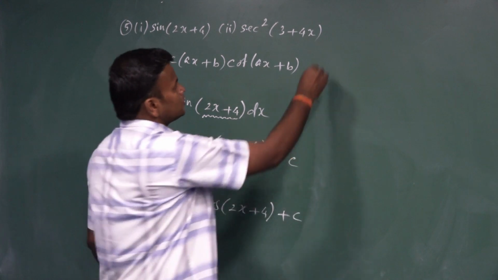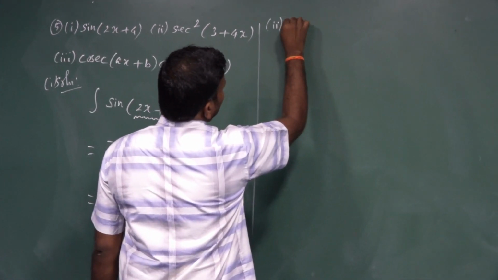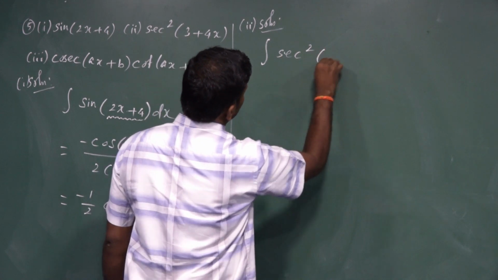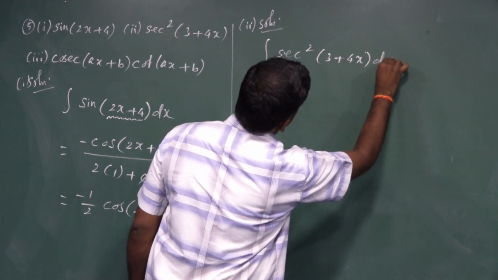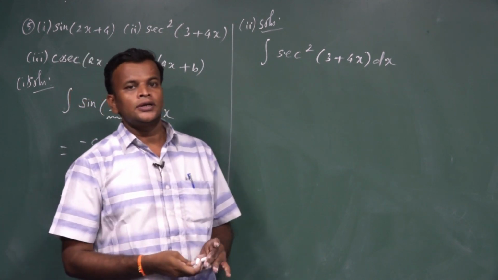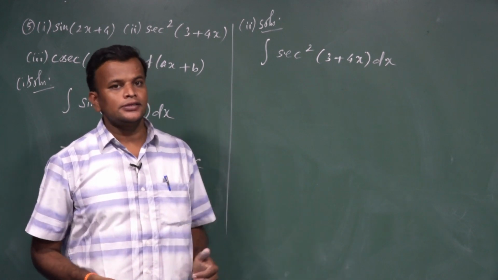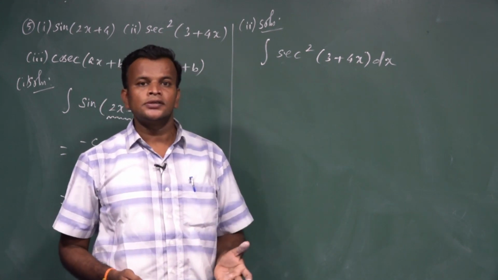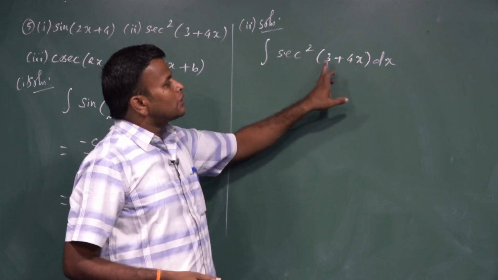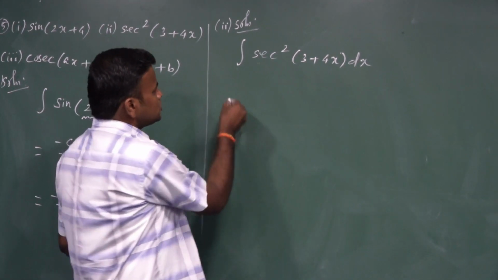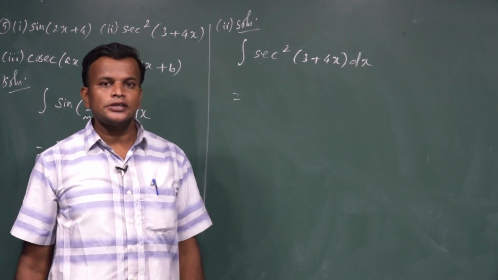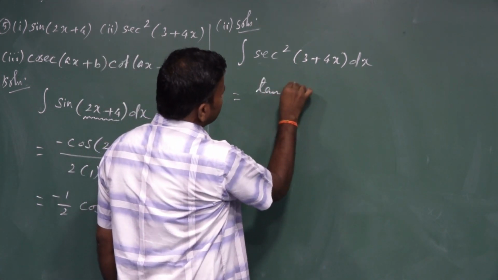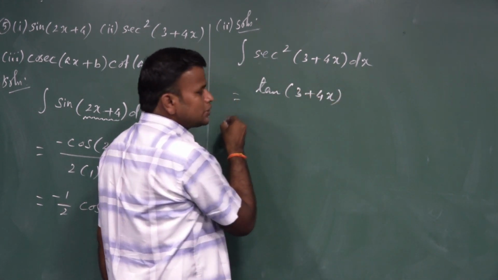Now we move to the second one. What is the second one? Integrating secant square of 3 plus 4x into dx. So the integration formula is very important. Suppose you don't have the formula, you cannot find the answer. So integrating secant square of, you treat it fully as x. What is the integral of secant square x? It is just tan x. But instead of x here, 3 plus 4x. So first using the basic formula, the integral of secant square x is tan x. But in place of x here, 3 plus 4x, so we write tan of 3 plus 4x. What is the next step?